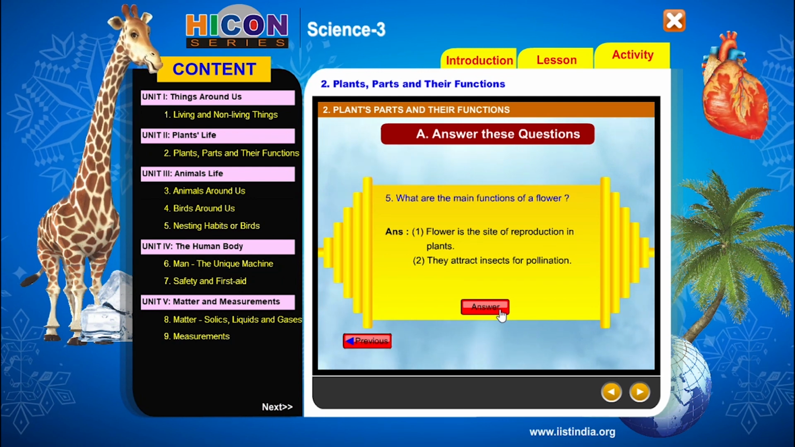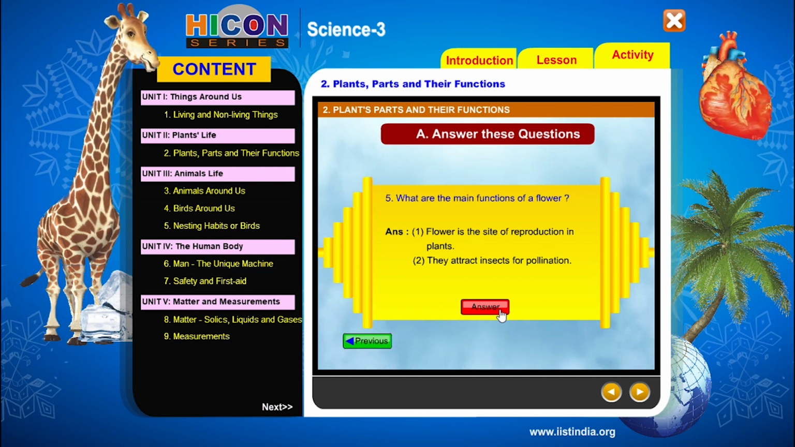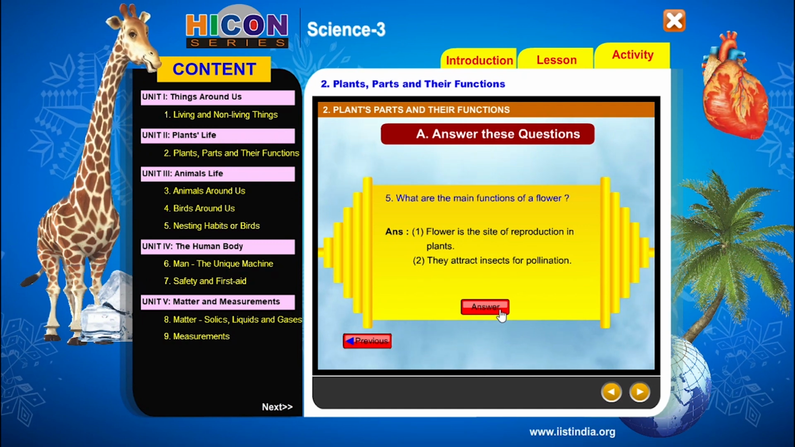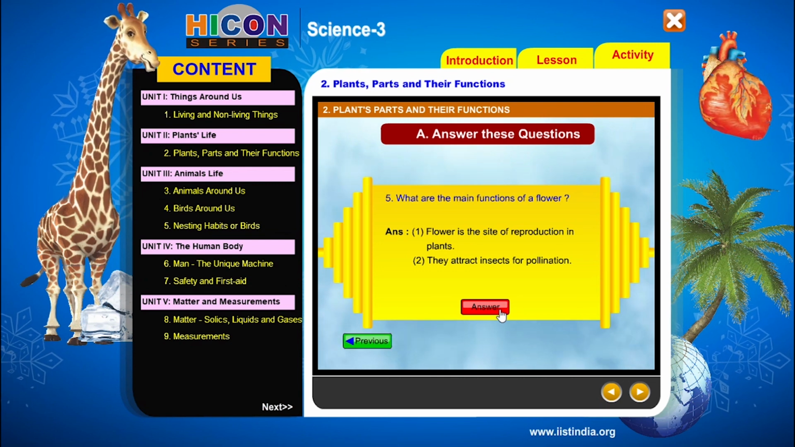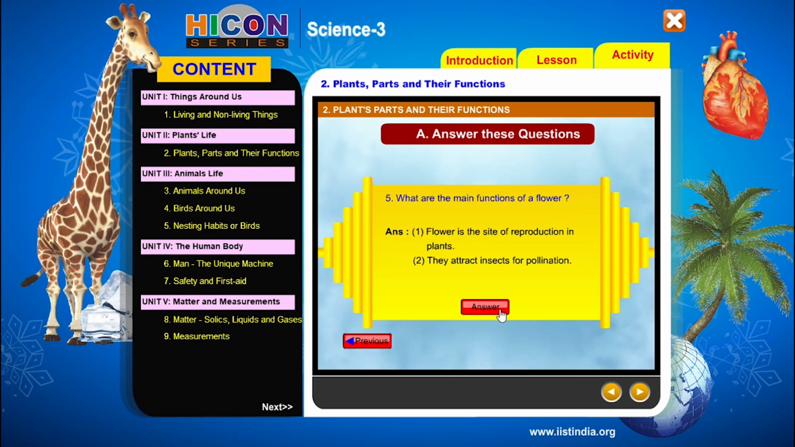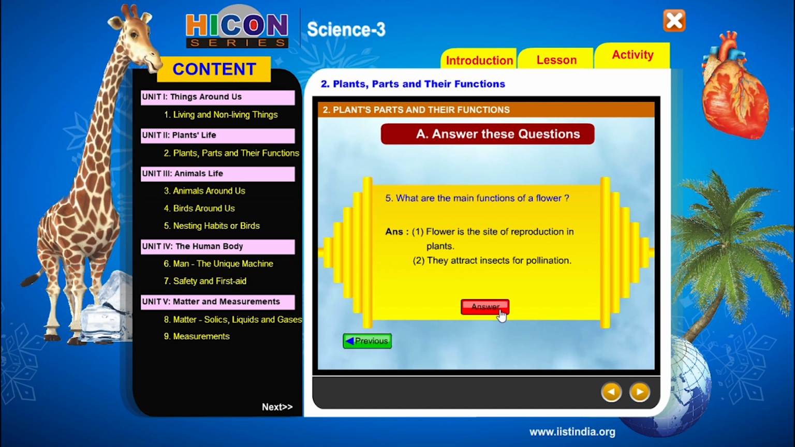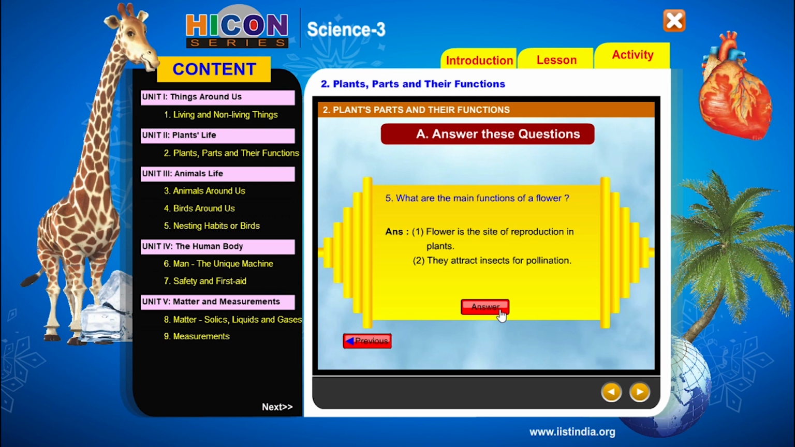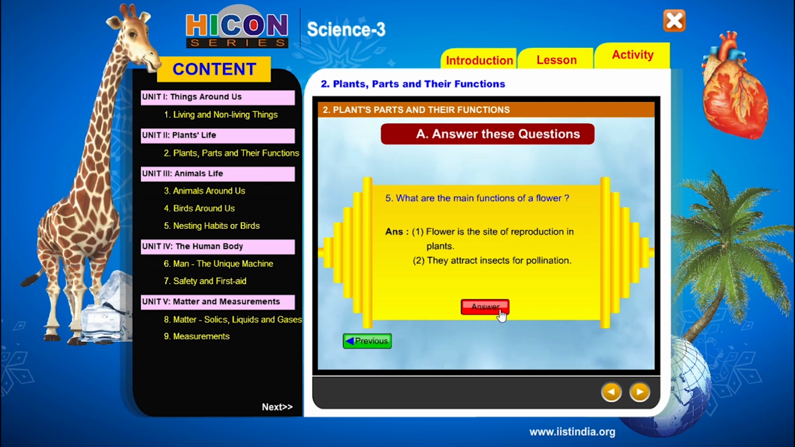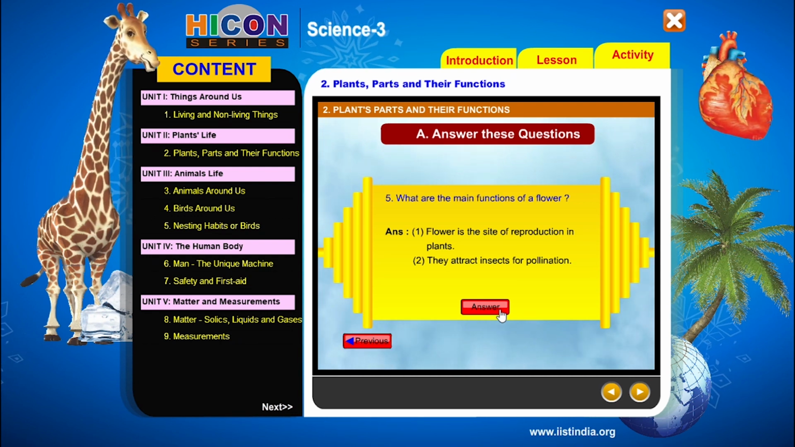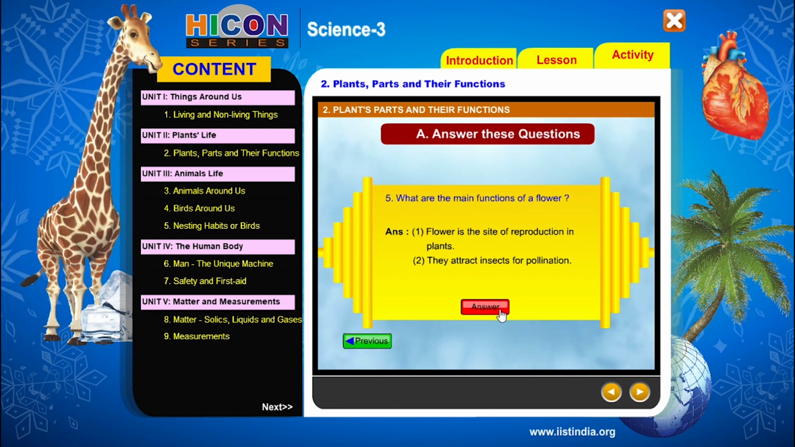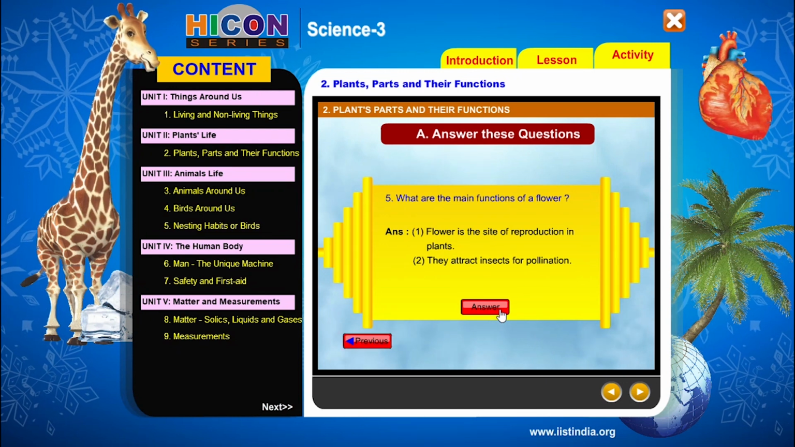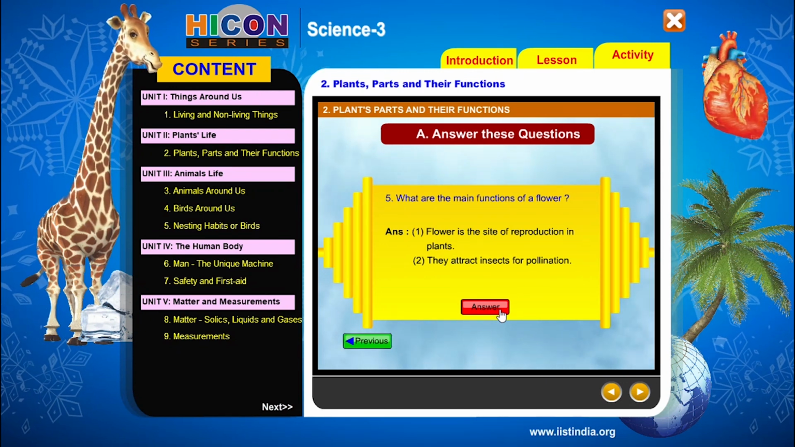So children, flower is another important part in the plant because reproduction will take place in the plants in the flower only. That means the flowers will convert into fruits by the process of pollination. So flowers attract insects for pollination. When insects fall on the flowers, the pollination will take place and then fertilization takes place. When the fertilization takes place, the flower is gradually converted into the fruit. So that's why flowers are very important for producing fruits.